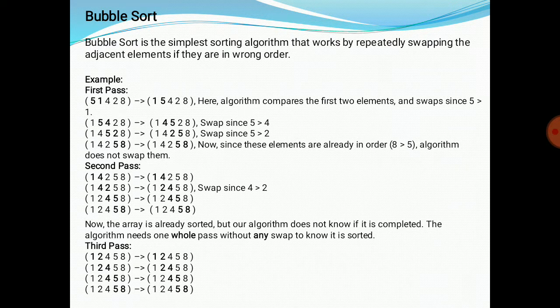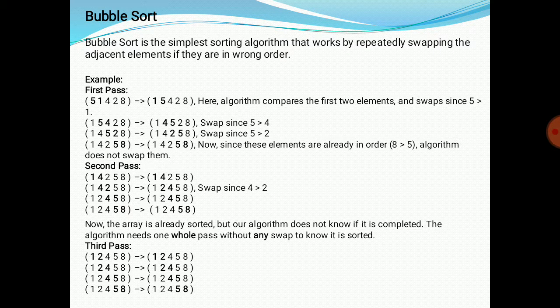Now for the second pass, again the process starts from the first element and it will work up to 4 elements. Why? Because the fifth element is already placed at its correct position. Now again in the second pass 1 will be compared with 4. Since 1 is smaller, they will not be swapped. Again 4 will be compared with 2. Since 4 is greater than 2, 4 and 2 will be swapped. Now 4 will be compared with 5. Since 4 is smaller, they will not swap.